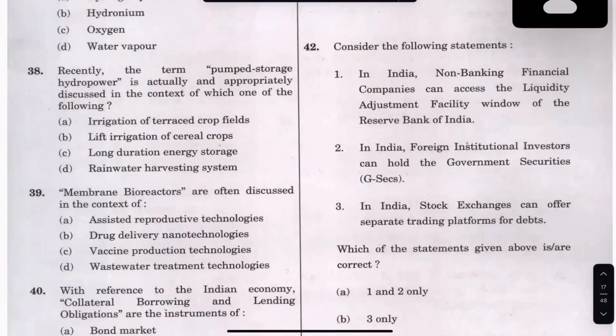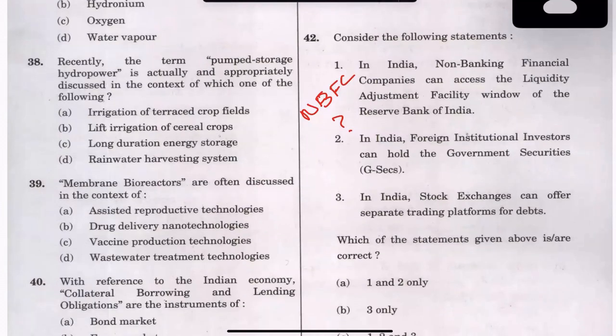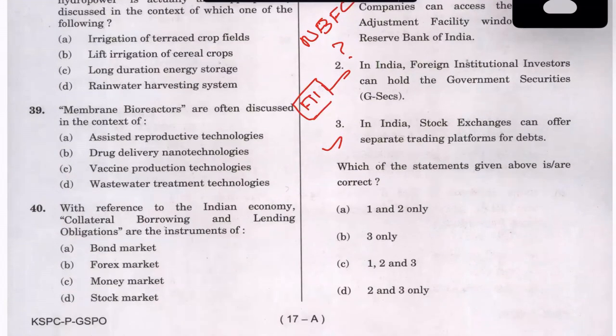Next, in India, non-banking finance, NBFCs, it is talking about NBFCs. So I'll wait for this. In India, foreign institutions, yes, this is true. FIIs are in the news, and in stock markets they can go for both the equity and debt market, and hence this is correct. In India, this also is true. So 2 and 3 are true.